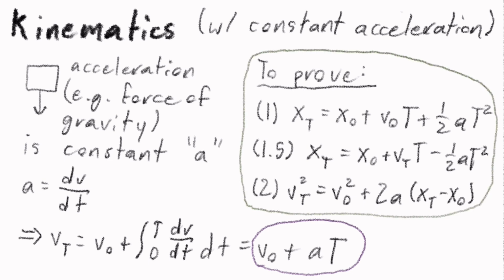Finally, we get this third equation, denoted 2 here, that can be used to solve for, for example, v sub t if you don't know t. V sub t squared equals v sub 0 squared plus 2 times a times the distance the object has traveled, x sub t minus x sub 0. In the next video, we'll dive in and start proving the first of these three equations.